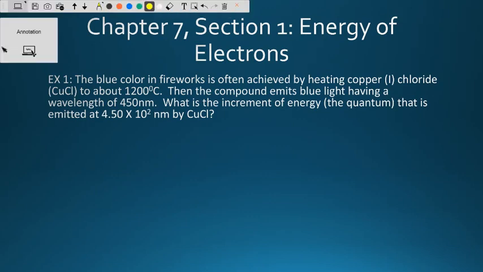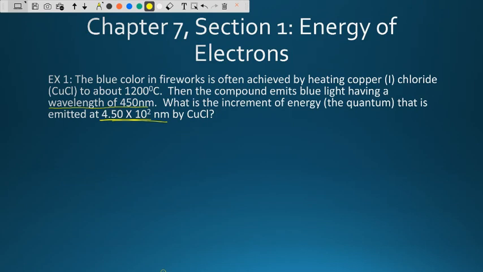All right, we're given a question where we see the blue color in fireworks, so that gives me an idea it's in the visible spectrum, and we see a temperature in here. We're heating up a compound of copper 1 chloride. Now, here's some key things that we see out of here. We are given a wavelength. Now, remember, wavelength is a particular label on here. It's 450 nanometers, and here's the value that we're going to be working with, 4.50 times 10 to the second.